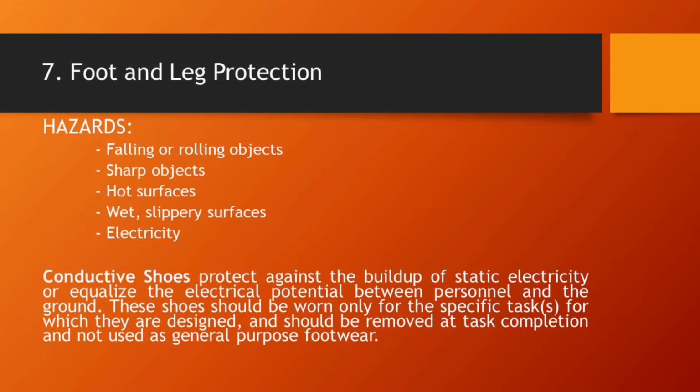Number 7 is the foot and leg protection. Hazards are falling or rolling objects, sharp objects, hot surfaces, wet and slippery surfaces, and electricity. There are two types of safety shoes, the conductive shoes and the electrical hazard safety shoes. The conductive shoes protect against the buildup of static electricity or equalize the electrical potential between the personnel and the ground. These shoes should be worn only for specific tasks for which they are designed and should be removed at task completion and not used as general purpose footwear.